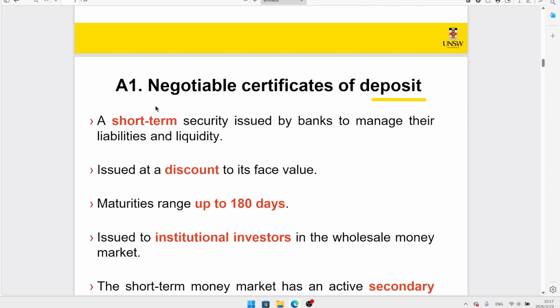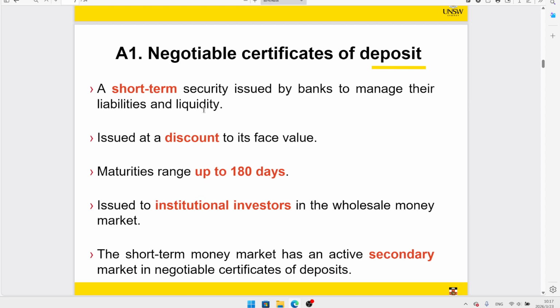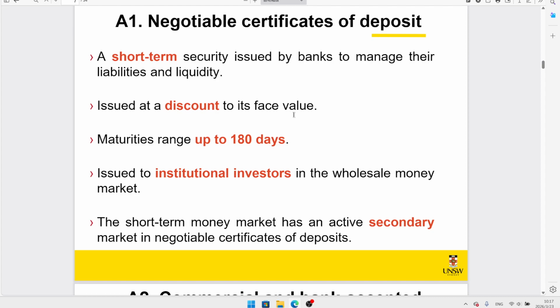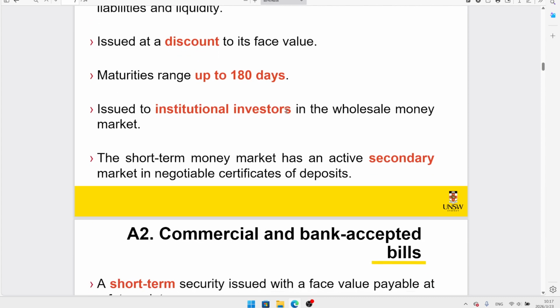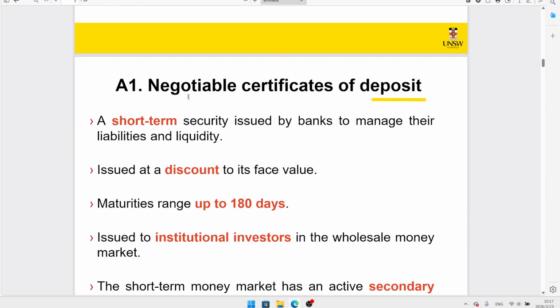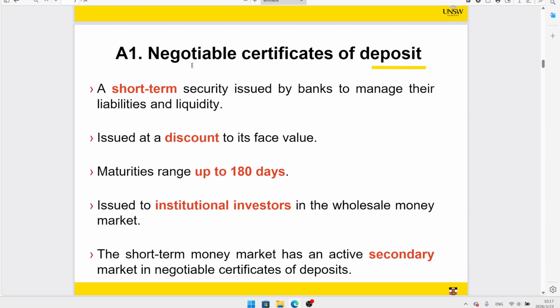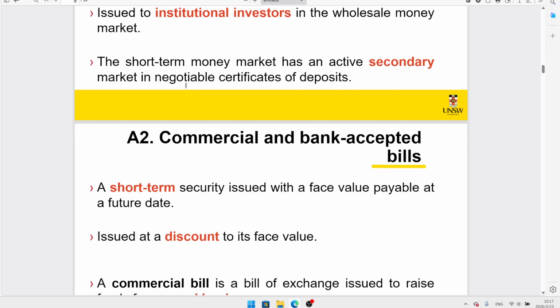The first is the negotiable certificate of deposit. It's a short-term security issued by banks to manage their liability and liquidity, and it is issued at a discount to its face value, with maturities ranging up to 180 days. It is issued to institutional investors in wholesale money markets. The short-term money market has an active secondary market in negotiable certificates of deposit. The key information is that the negotiable certificate of deposit (NCD) is issued by a bank and is at a discount.